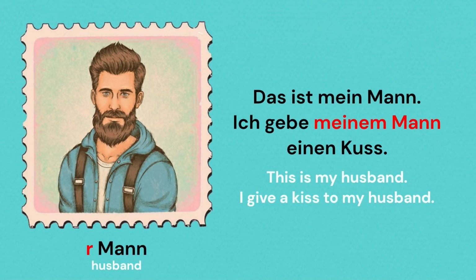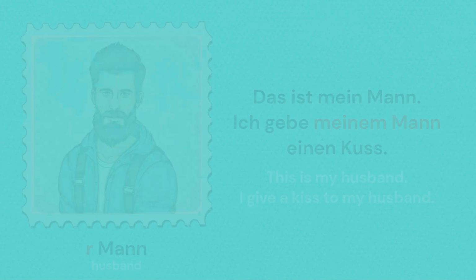Das ist mein Mann. Ich gebe meinem Mann einen Kuss. Since the possessive pronoun for ich is mein, the dative form is meinem. Now this sentence has many components. Let's break it down to understand it better.